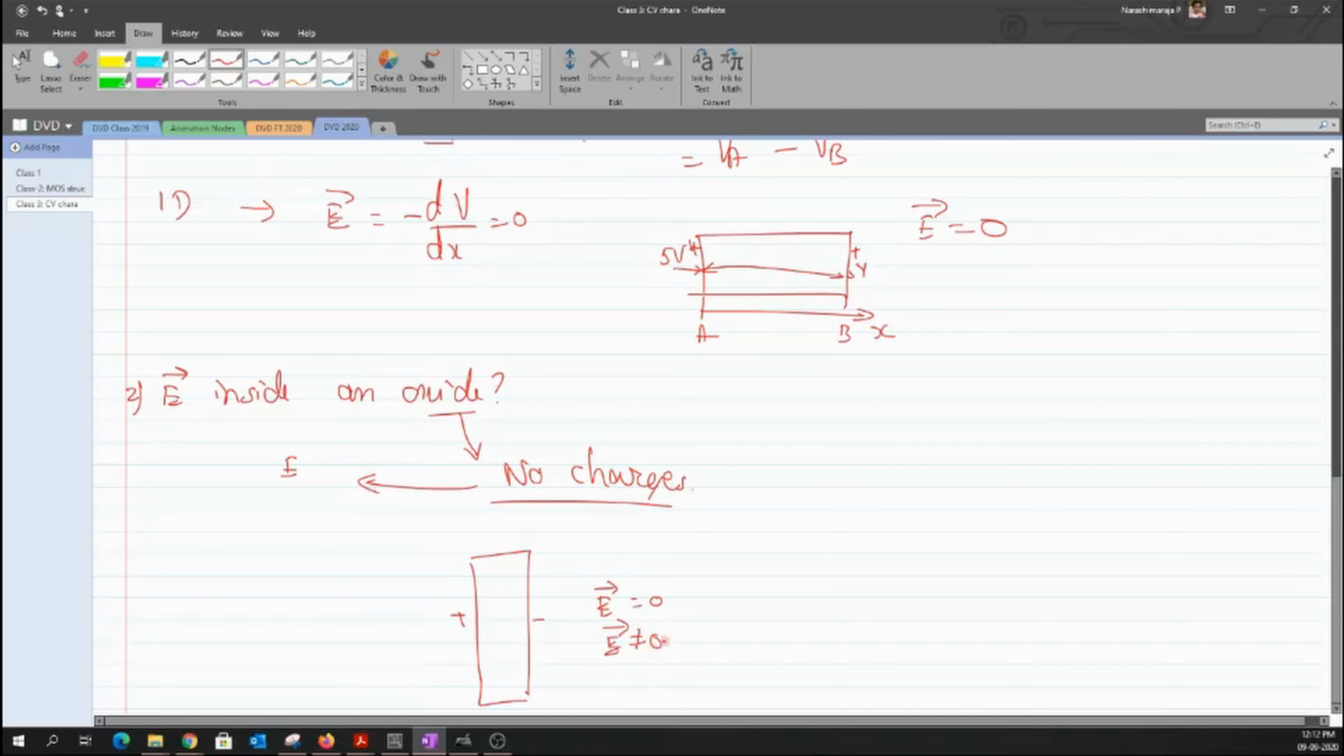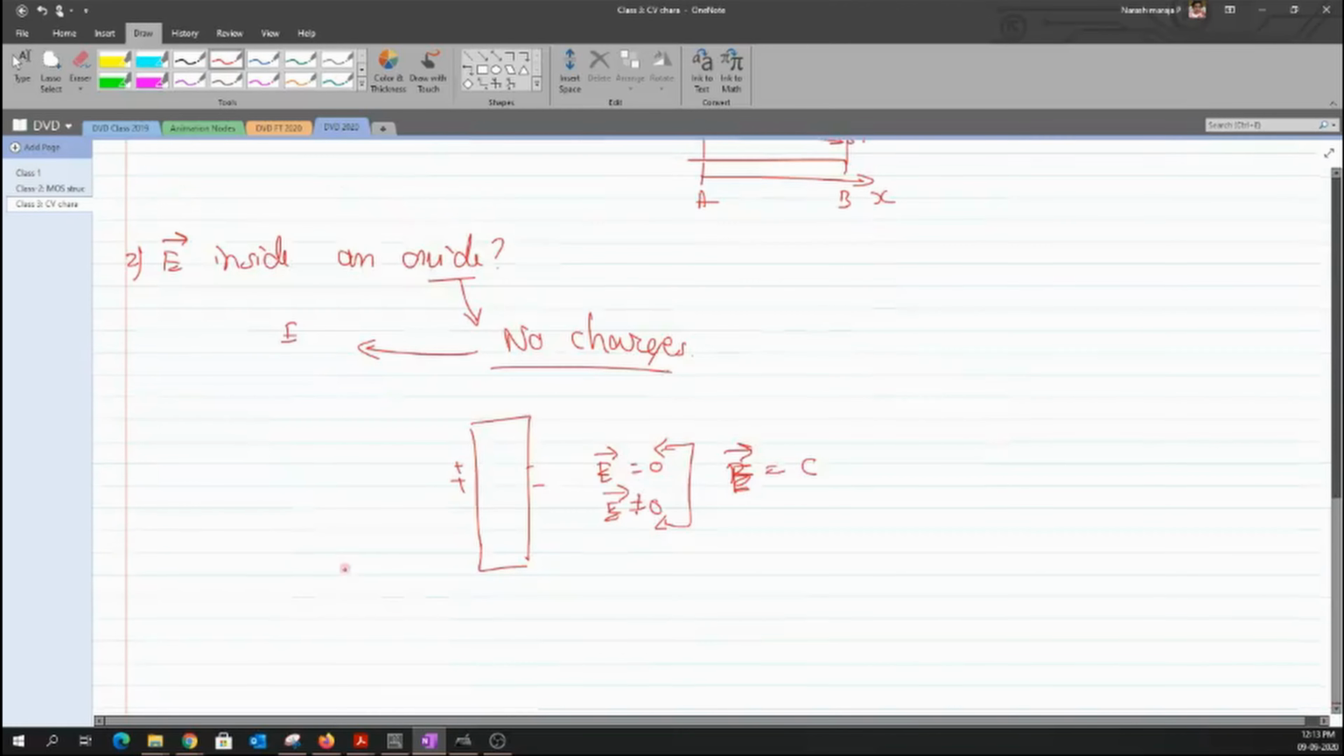But we will have some sort of constant. So rather than writing it as 0 and something, I could generalize this entire statement as: the electric field is equal to constant. Am I right? Because depending on the type of charges that I have, there will be a certain value, and that value includes even the value of 0. Due to which I could say that the electric field across the oxide will be a constant. Now when I say the electric field is a constant, let us look for the potential profile.